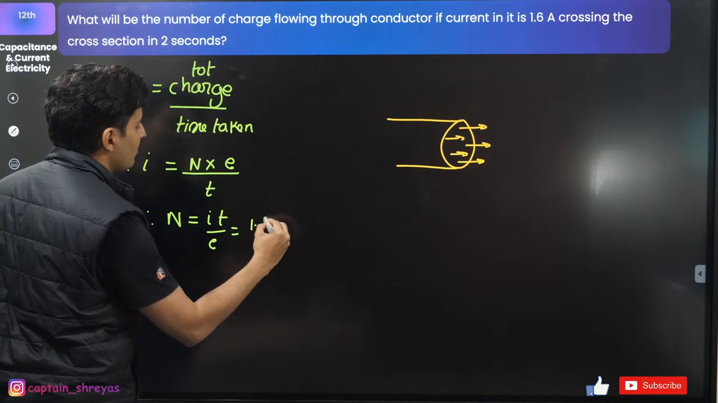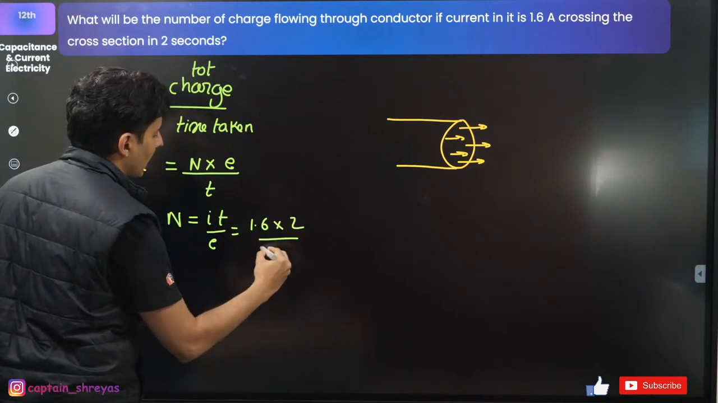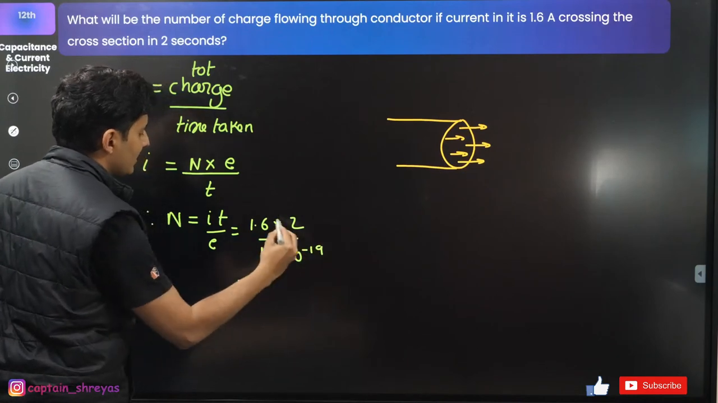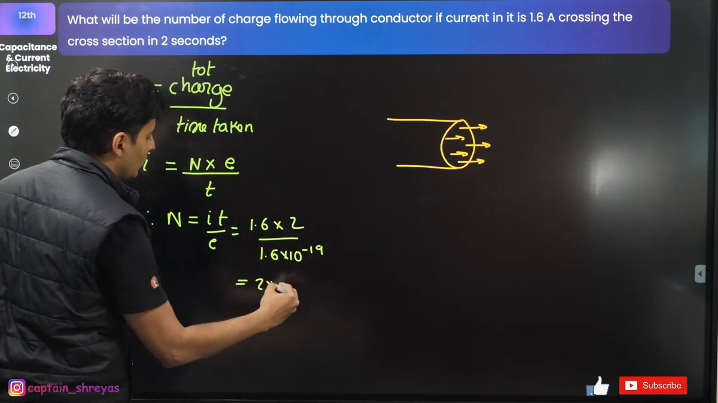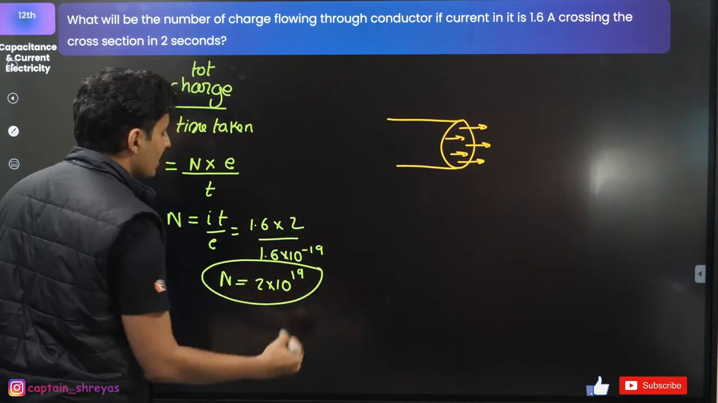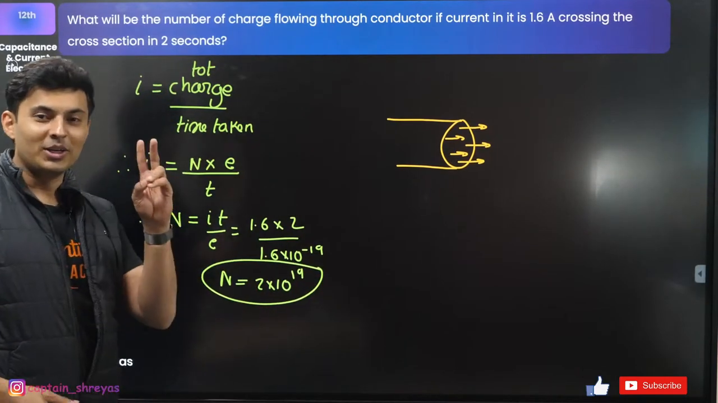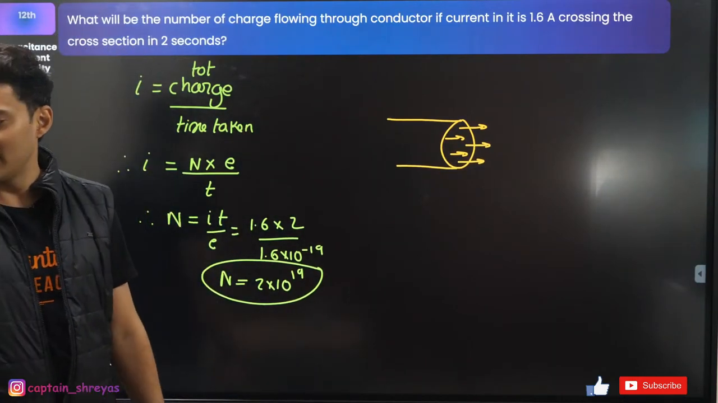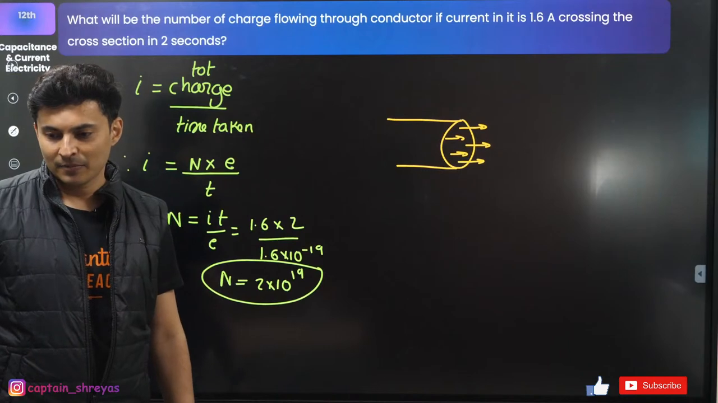So I is 1.6, time is 2, electron charge is 1.6 × 10 to the power minus 19. 1.6 and 1.6 cancel. It will just become 2 × 10 to the power 19. That's a huge number. That many electrons go in just 2 seconds.